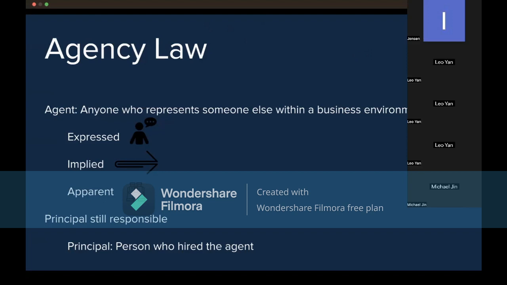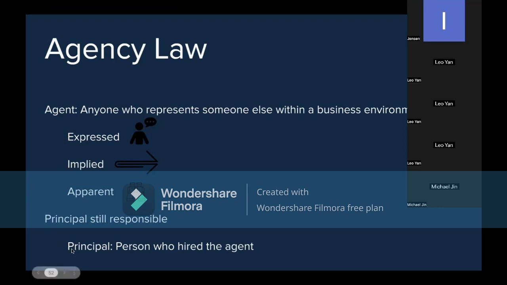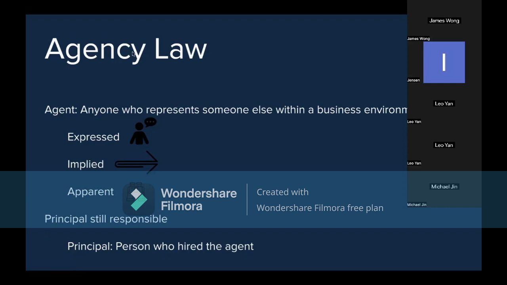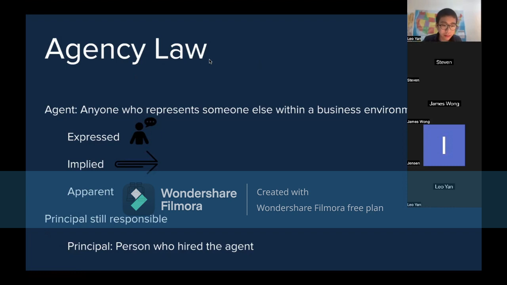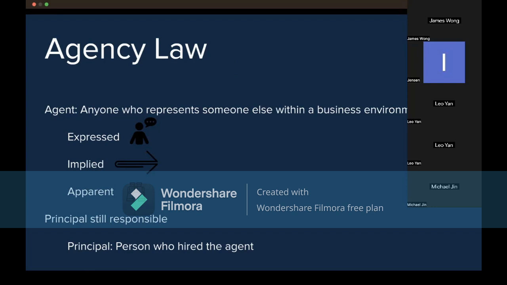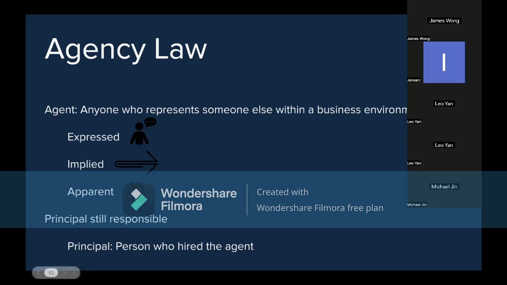The answer is yes. They will be liable, but you, the person who hired the agent, will also be liable. So now, a new vocabulary word is principal. The principal is the person who the agent is working for, who the agent is representing. If the agent does something criminal, the principal would still be responsible. So if you hired someone who broke a law, you would still be responsible. Okay, maybe you wouldn't necessarily go to jail because you didn't commit the crime yourself, but you would still face some punishments for hiring such a person.